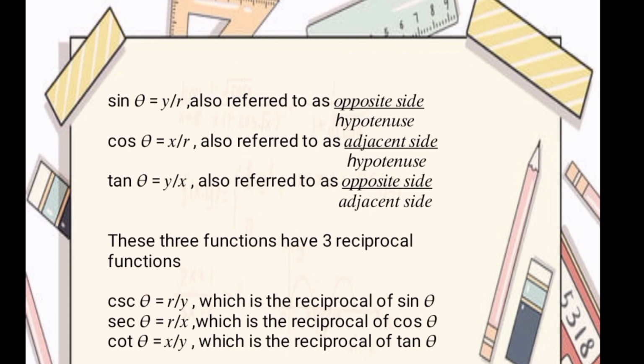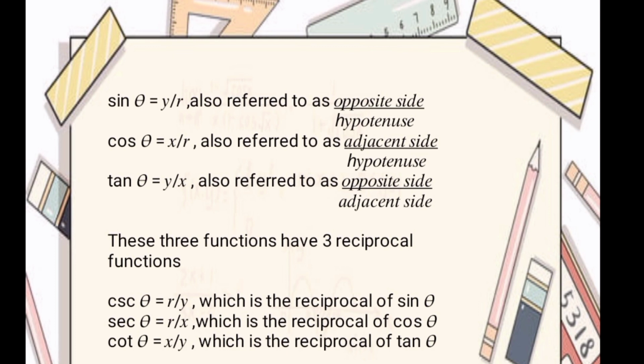These 3 functions have 3 reciprocal functions. Cosecant theta is equal to r over y, which is the reciprocal of sine theta. Secant theta is equal to r over x, which is the reciprocal of cosine theta. Cotangent theta is equal to x over y, which is the reciprocal of tan theta.